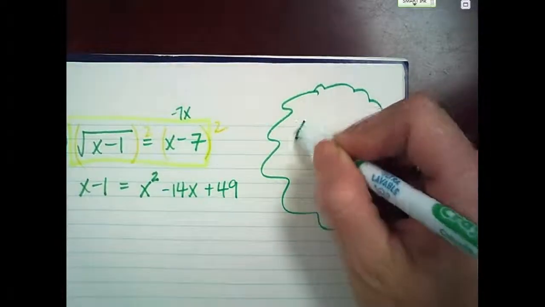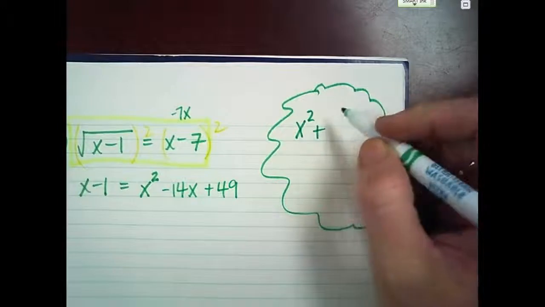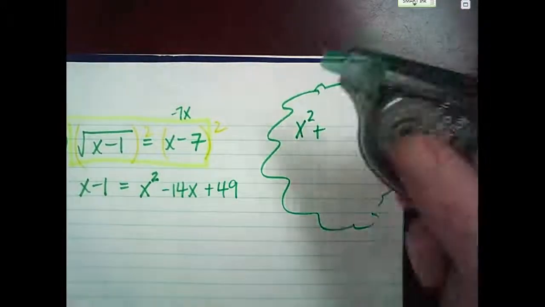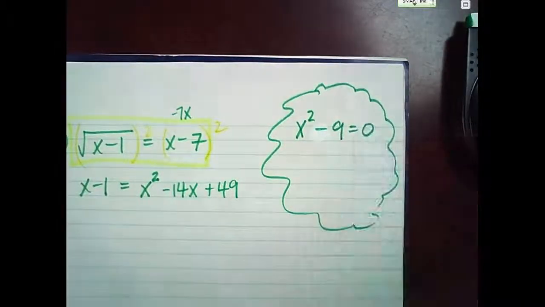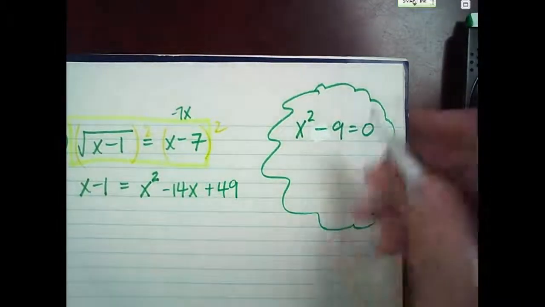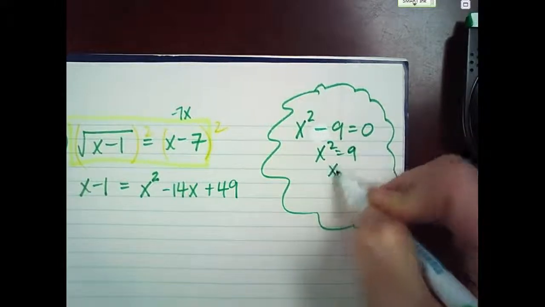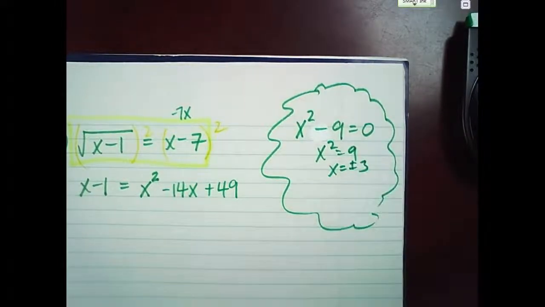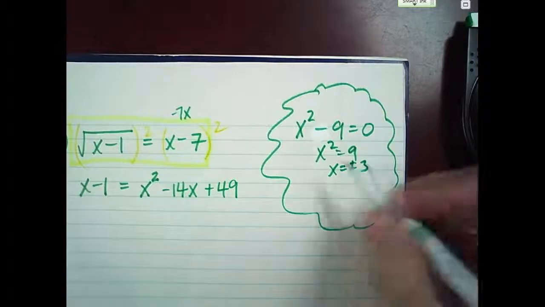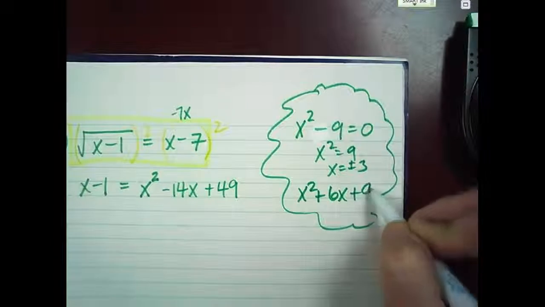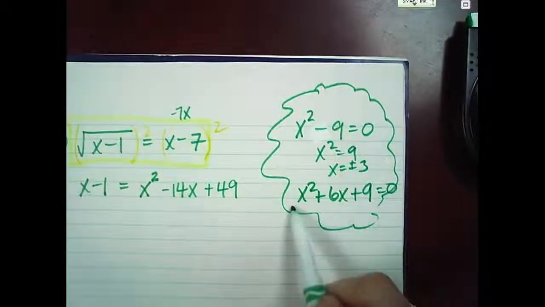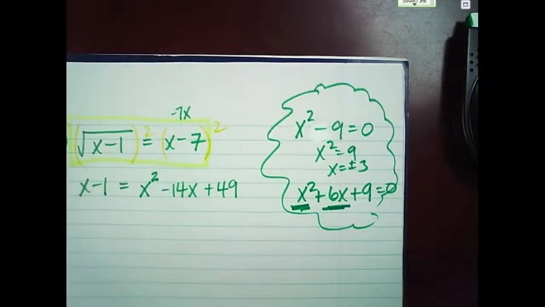If I have something like this, x squared plus... you have a problem like this, you don't have to factor. You can move the 9 over, x squared equals 9, so x equals positive negative 3. Correct? However, if you have something of this type, if you have an x squared term and an x term, in order to solve it, you have to factor. Okay? Do you see the difference?